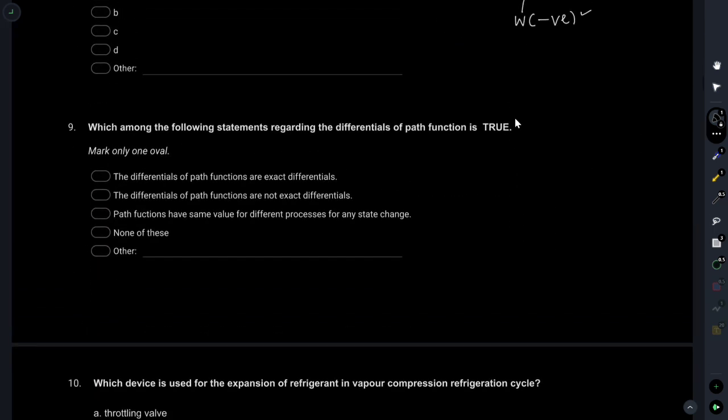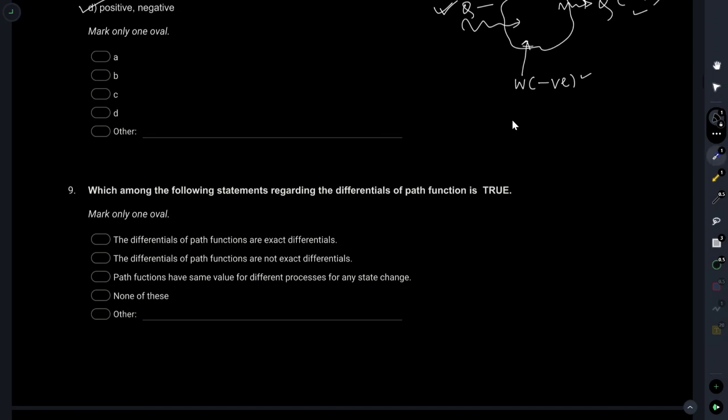Okay, so now this is the question: which among the following statements regarding the differentials of path function is true? So it is talking about the differentials of path function. That means it is talking about the path function. And we know in thermodynamics basically we have three path functions: one is heat interaction, another is work interaction, another is entropy generation. So let us talk about the heat interaction and work interaction.